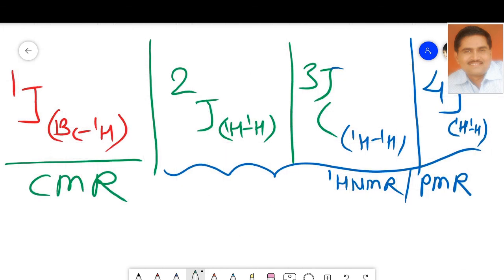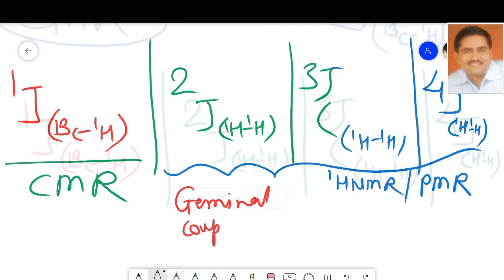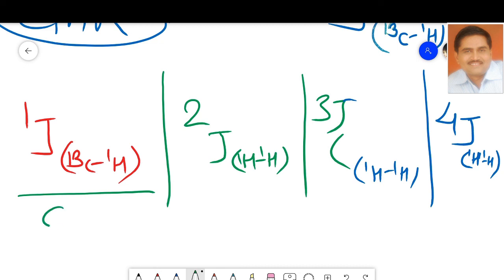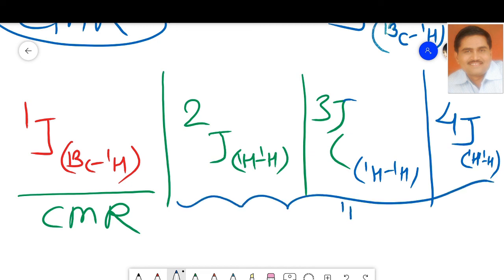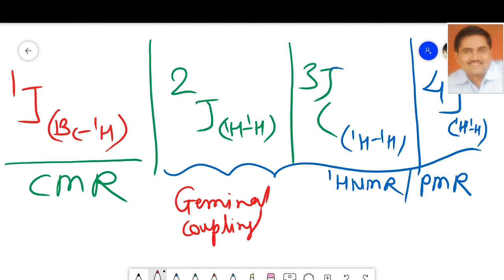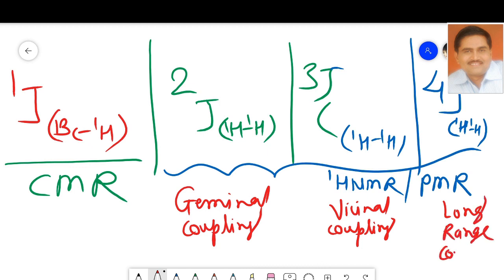2J is geminal coupling. This is the system notation for geminal coupling with its coupling constant. 3J is vicinal coupling, and 4J is long range coupling, with the remaining couplings from H1 NMR, or PMR. So 2J is geminal coupling, 3J is vicinal coupling, and 4J is long range coupling.